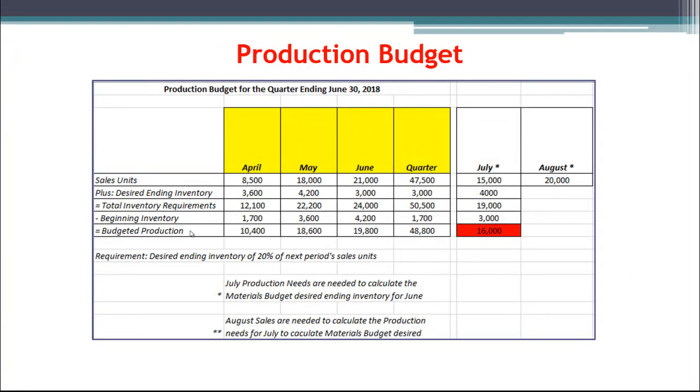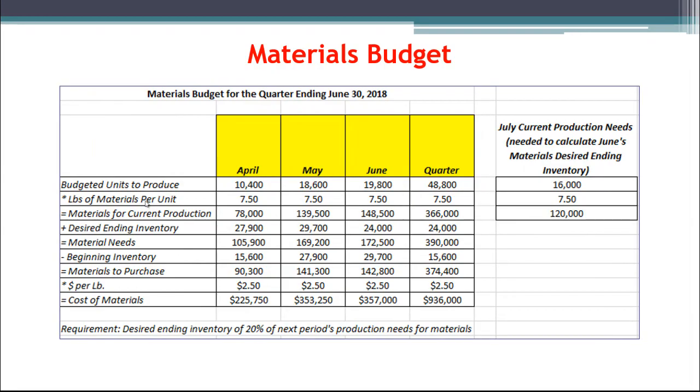As you can see here, it's at the bottom of the budget. We're not using any of these other numbers. It's the bottom numbers of the budget. Now again, we're going to have to multiply it by the number of pounds or yards or feet we need of that material. In this case, it's 7.5 pounds of whatever material we're talking about for this unit. So now we have it converted to a materials number. How many materials do we need for the current production?